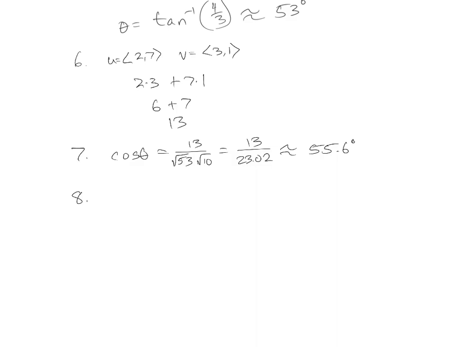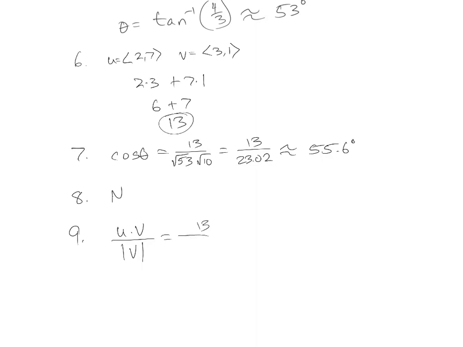The dot product is not 0. So the answer is no for that because the dot product is 13. Okay, and number 9 says the component of u along v. So the dot product of u and v over the magnitude of v. All right, the dot product is 13.